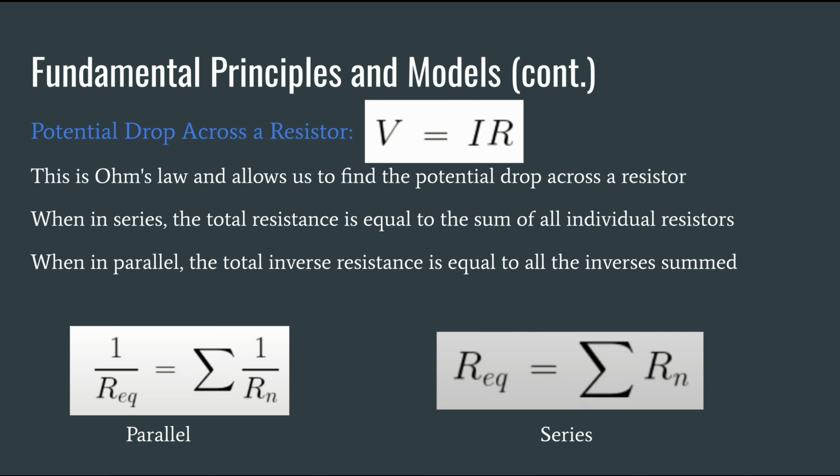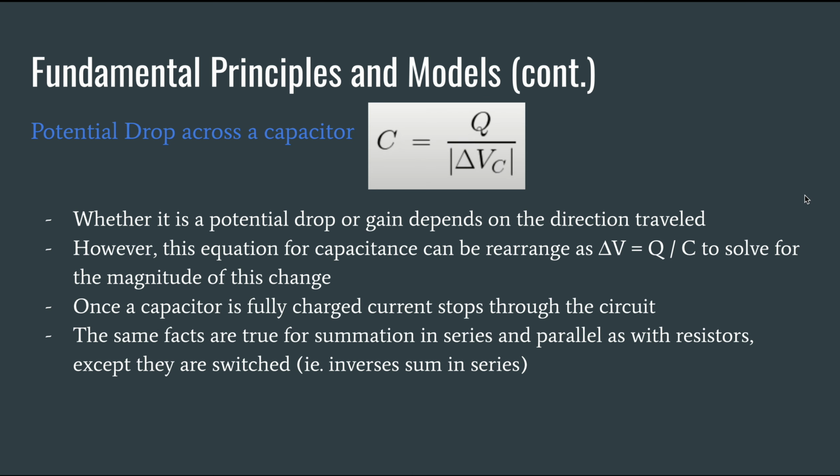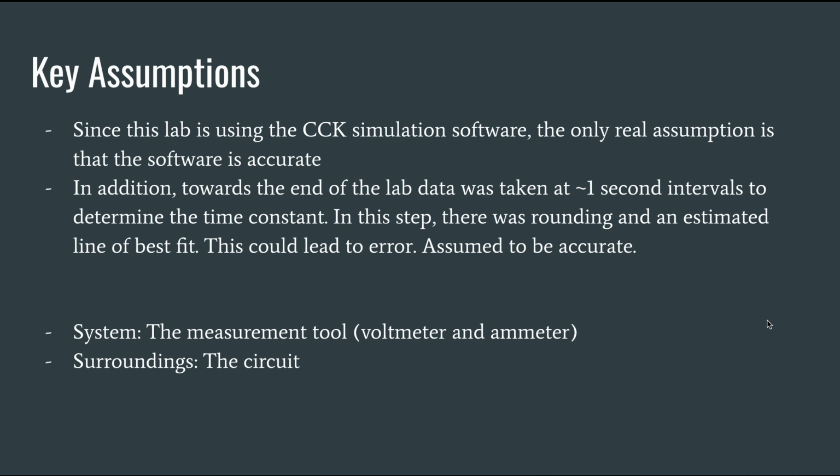And then in parallel and series, as we can see on the bottom, the inverse resistances add up in parallel, and they just add up directly in series. For a capacitor, this equation can be rearranged, and we can see that the potential drop is going to be equal to Q divided by C. And then the series and parallel is the exact same as for resistors, except it's just flip-flopped. So, i.e., inverses would sum in series instead of parallel.